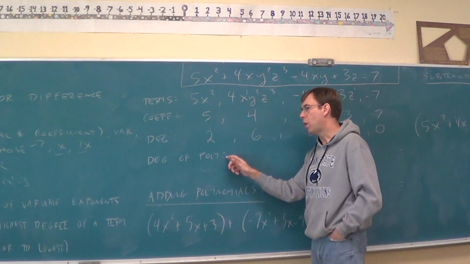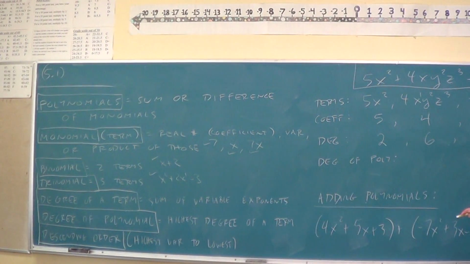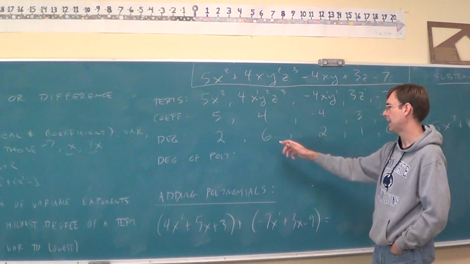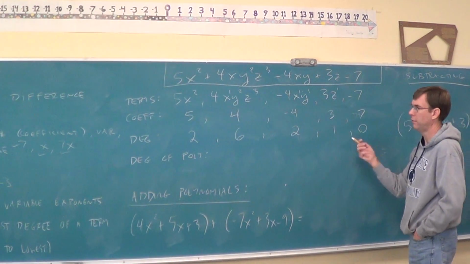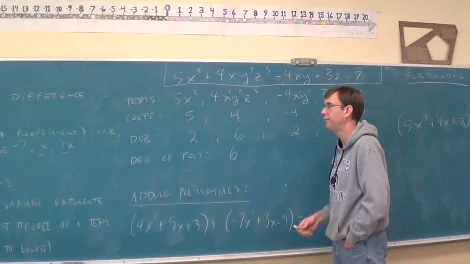And then the degree of the polynomial, remember from a minute ago, it's the highest degree of any term that we found. Well, we just listed 2, 6, 2, 1, and 0. The highest one we listed in our list was 6. That's the degree of the polynomial.